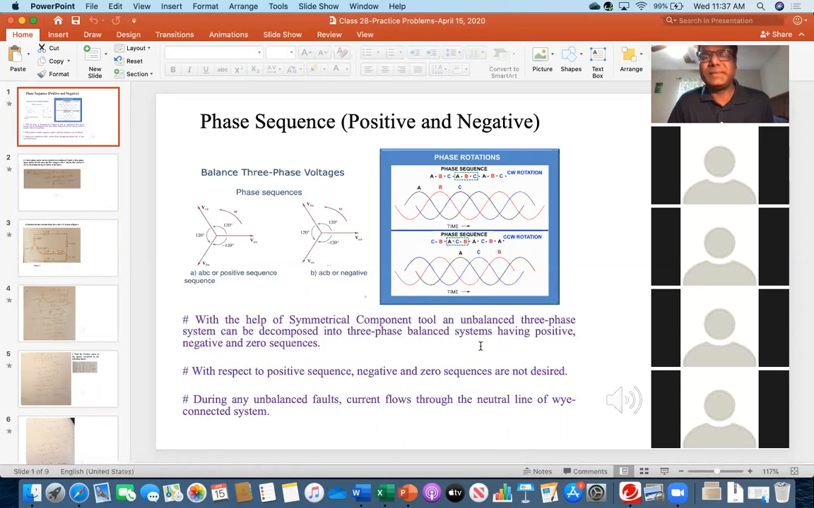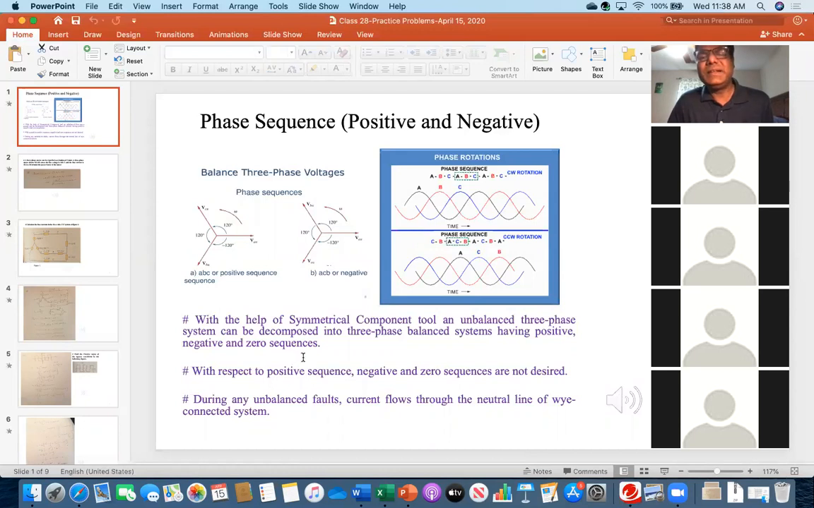You have one set of unbalanced three-phase system, but symmetrical components will divide it into three different balanced systems. One will have positive sequence, like this type ABC, another will have negative sequence ACB, and the third group will have zero sequence. Zero sequence means they will not have any phase difference. They all will have 0-degree phase difference. This means there is no phase difference, but there will be the same magnitude of voltage or current. That is called the zero sequence.